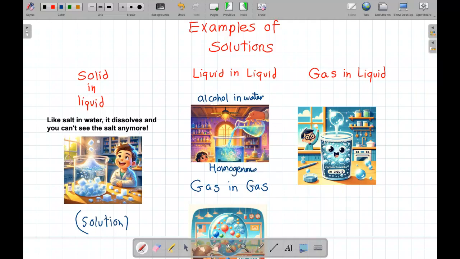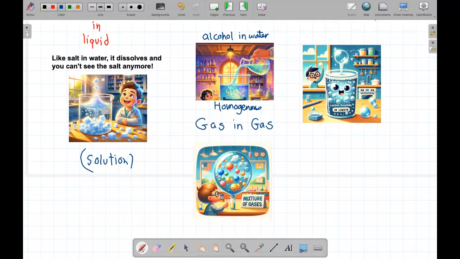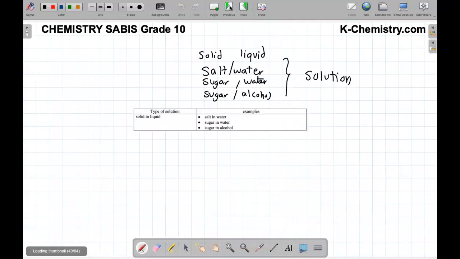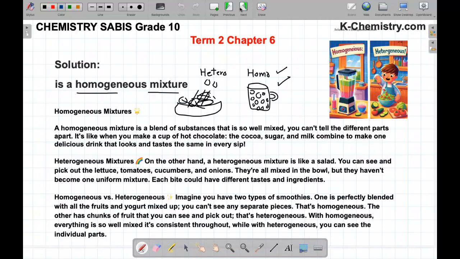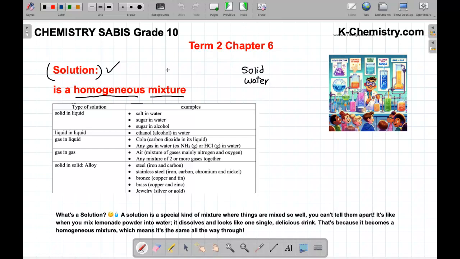A gas in liquid: if I have the bubbles of carbon dioxide gas inside my soft drink, so I'm drinking my drink and there is carbon dioxide that's evenly distributed everywhere in my liquid. So it is gas in liquid. And gas in gas also, if it's a mixture of gases but it is homogeneous, it will still be called a solution. So we forget that the solution is only liquid with a solid dissolved in it. It can be solid in liquid, liquid in liquid, gas in liquid, or even gas in gas.